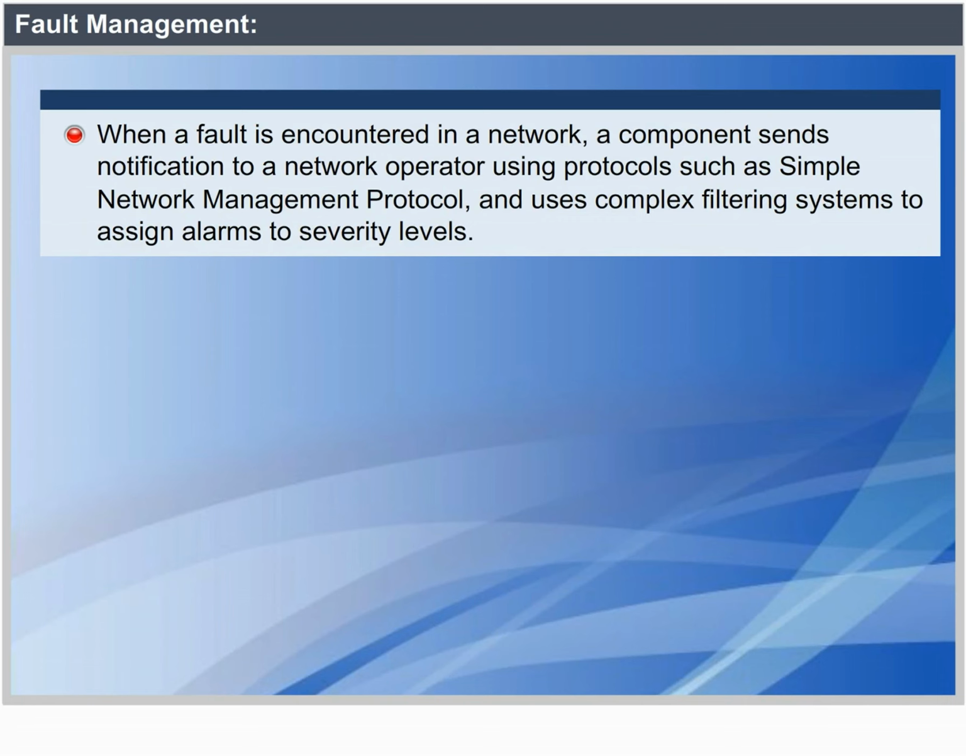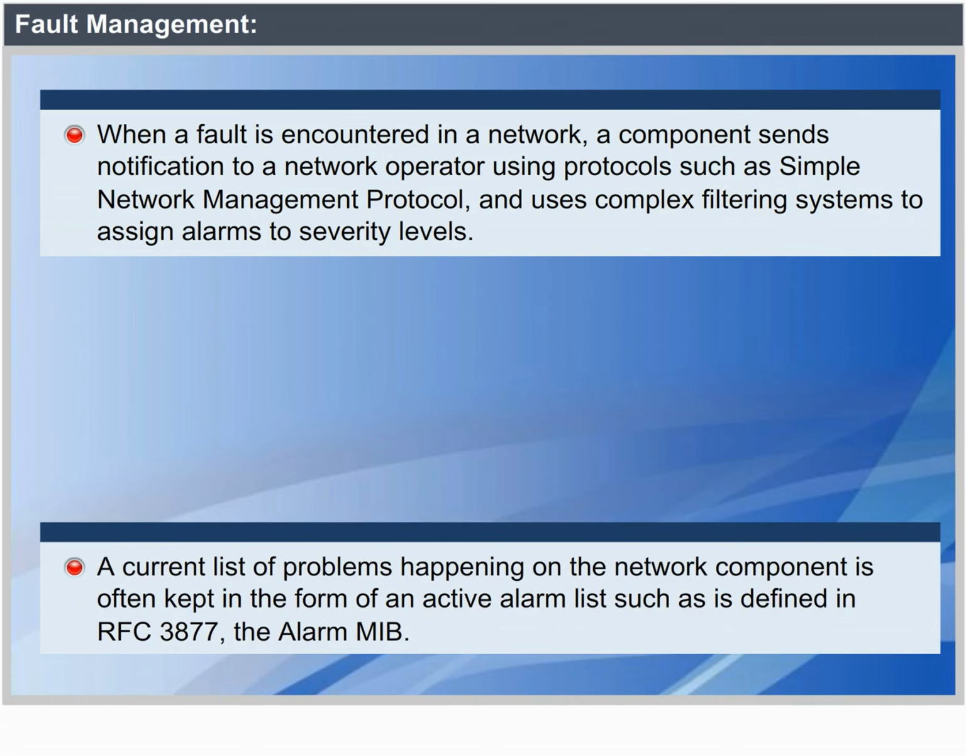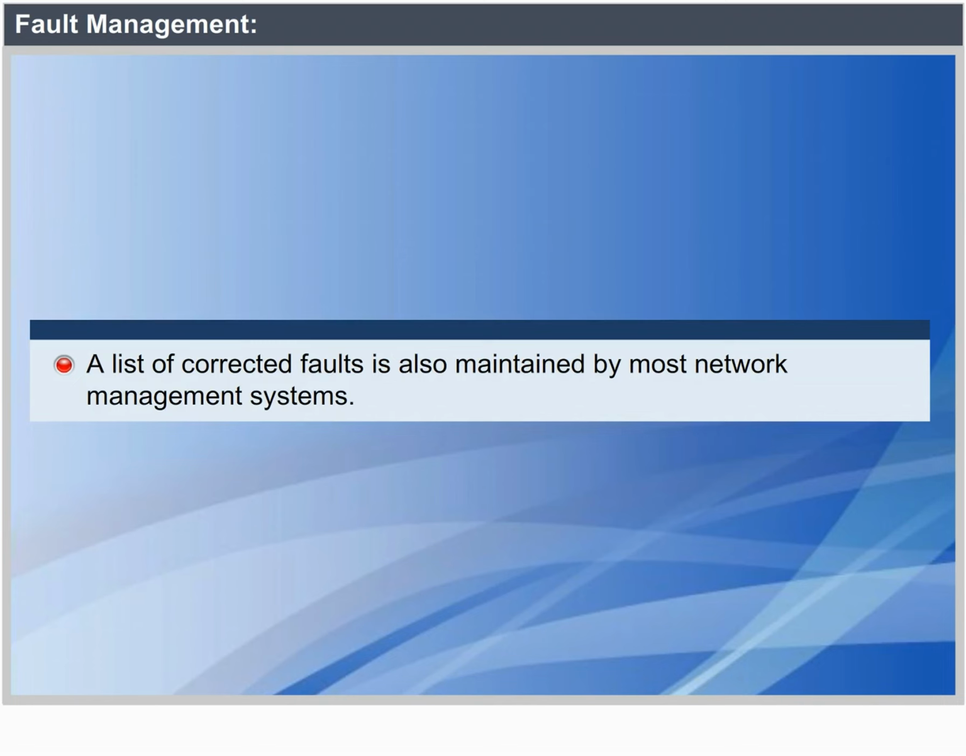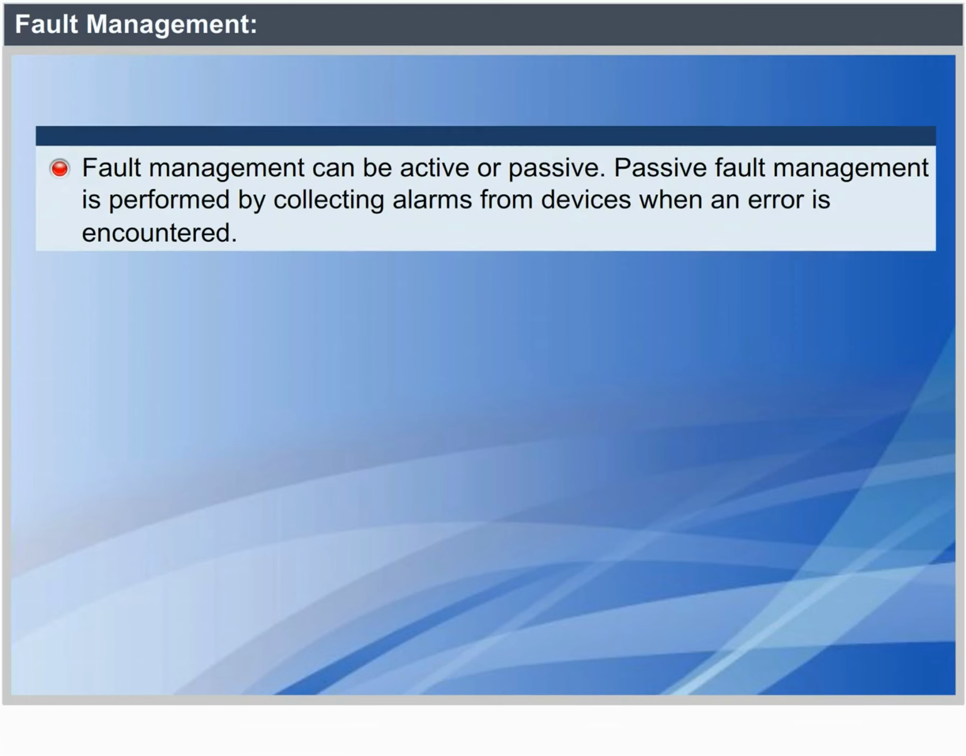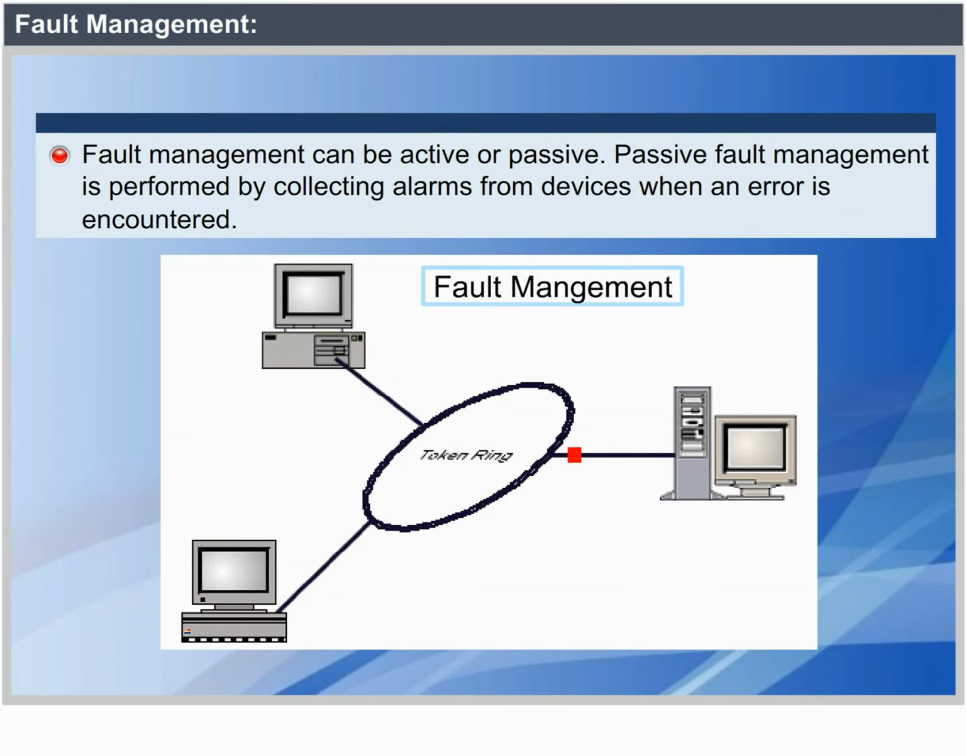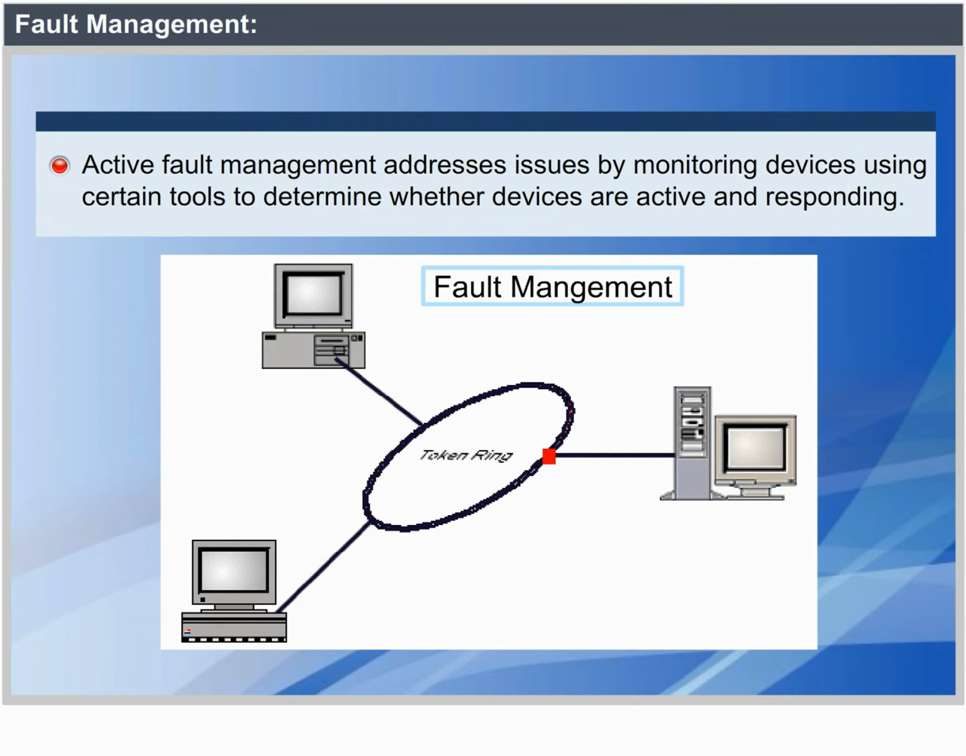A current list of problems occurring on the network component is often kept in the form of an active alarm list, such as is defined in RFC 3877, the alarm MIB. A list of cleared faults is also maintained by most network management systems. Fault management can be active or passive. Passive fault management is performed by collecting alarms from devices when an error is encountered. Active fault management addresses issues by monitoring devices using certain tools to determine whether devices are active and responding.